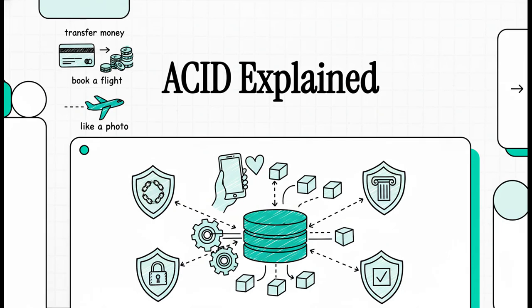Every single time you transfer money, book a flight, or even just like a photo online, there's this invisible set of rules working behind the scenes to make sure things don't just fall apart. These rules are called the ACID properties, and they're basically the 4 fundamental promises your database makes to keep your data safe and sound. So let's dive in and see what they're all about.